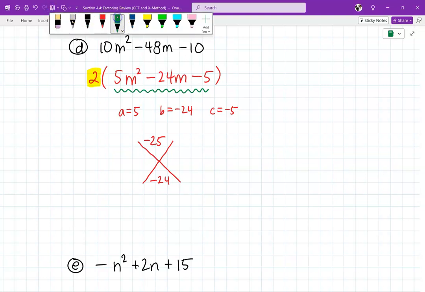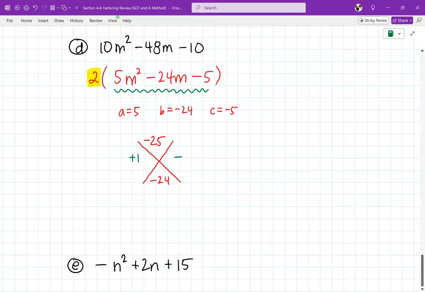1 and negative 25, so positive 1, negative 25. So let's see, 1 times negative 25 is negative 25. 1 minus 25 is negative 24, so perfect, that works. Then remember, always divide by A. And in my case, my A is 5.